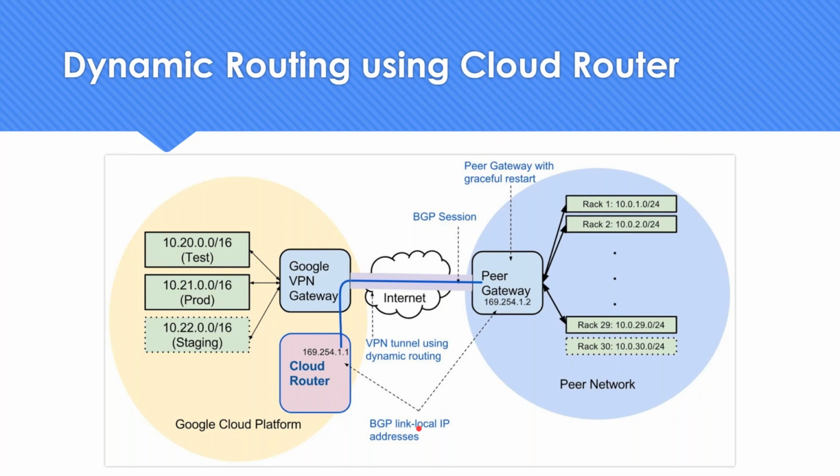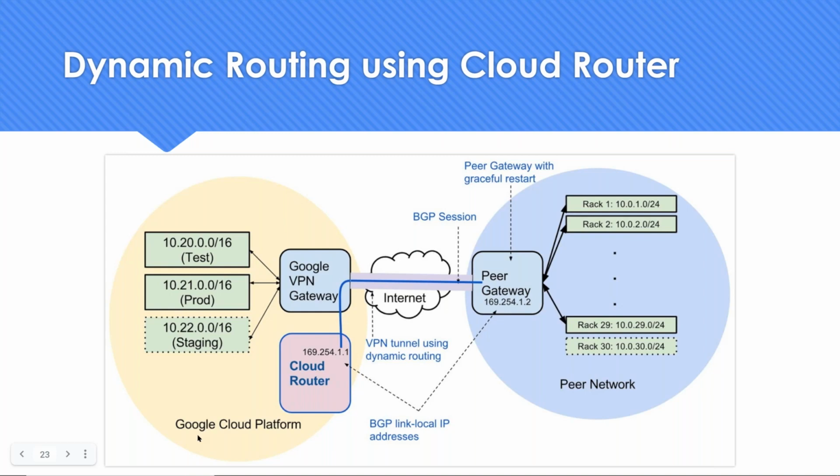What is this? Basically simple. This link local IP address is always going to be within a specific range, 165.254.x.x. So that's the range which is going to be used. So it is reserved. This range is reserved for BGP.